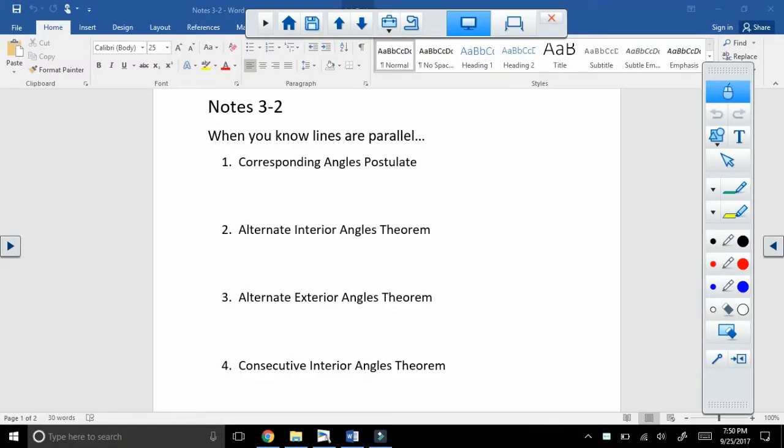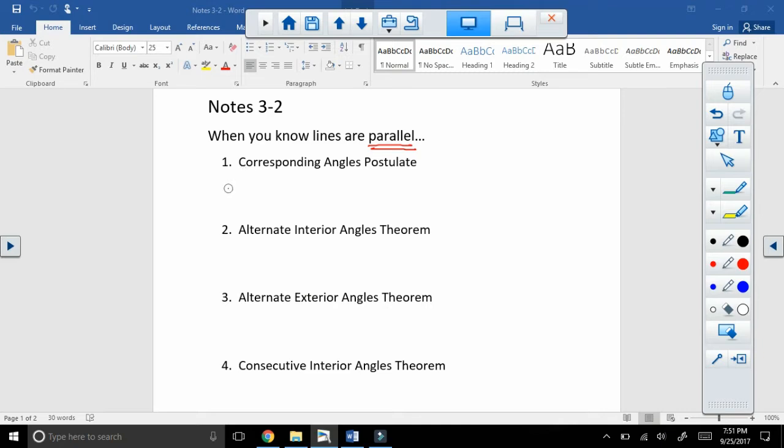Hi class, we're going to keep looking at the things from the last lesson with the different vocab words like corresponding angles, alternate interior angles, but now we're going to tell what we know about them when we know that the lines are parallel. So there's actually very specific things that are true about these angles if and when you have parallel lines, and I'll show those to you.